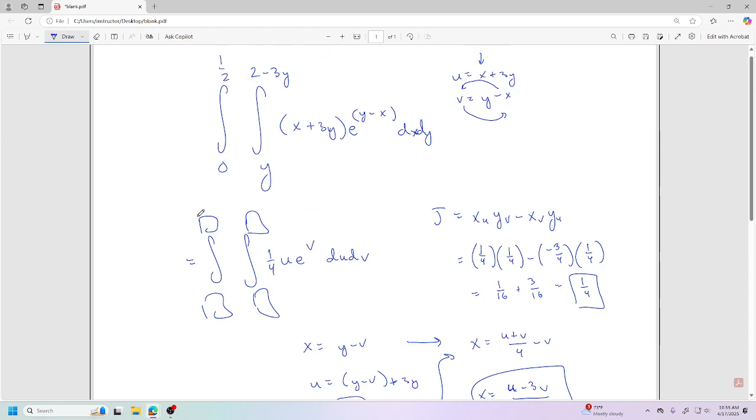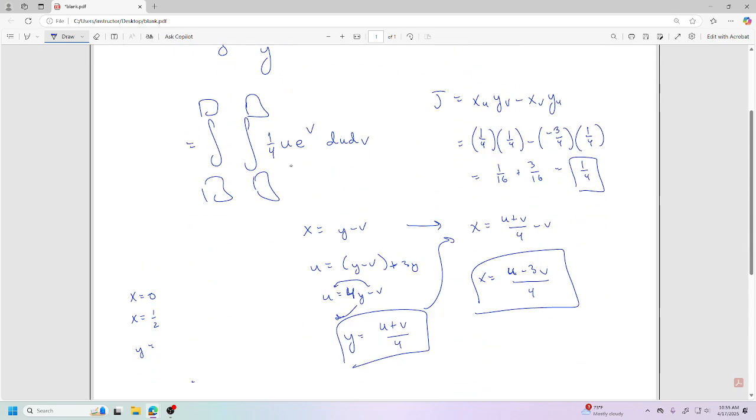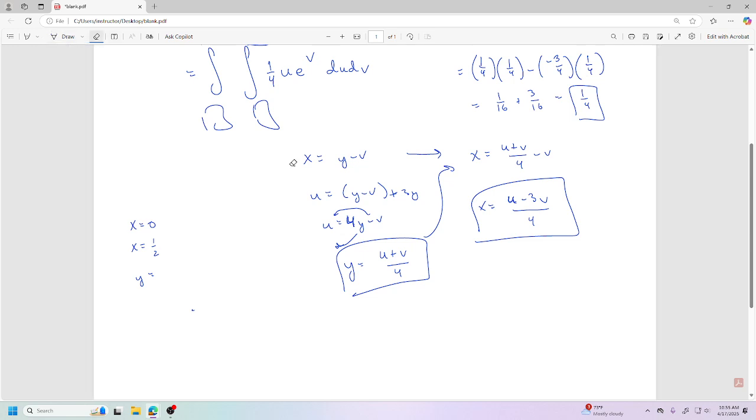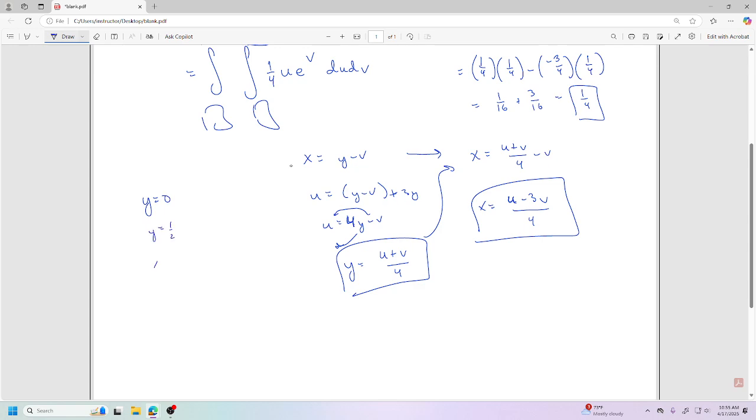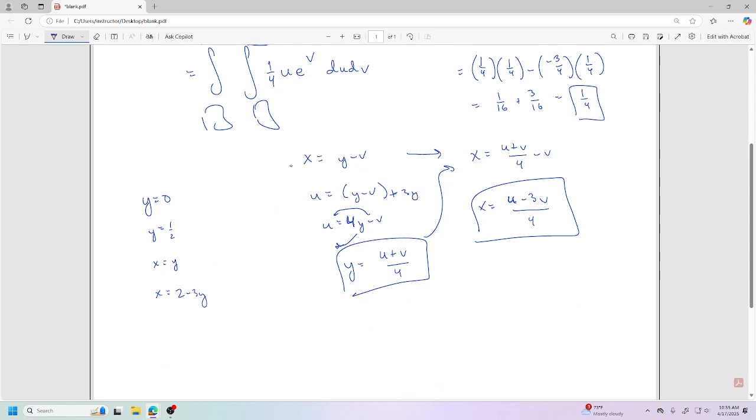So looking back, we have this stuff here. I want to rewrite it. So I have x is equal to 0, x is equal to a half, y is equal to, wait, wrong. Thank you. Y equals 0, y equals a half. X is equal to y, and then x is equal to 2. Thank you. So this is my original, but I want to be able to like toss them in and stuff. You see, I have my x's and y's here.